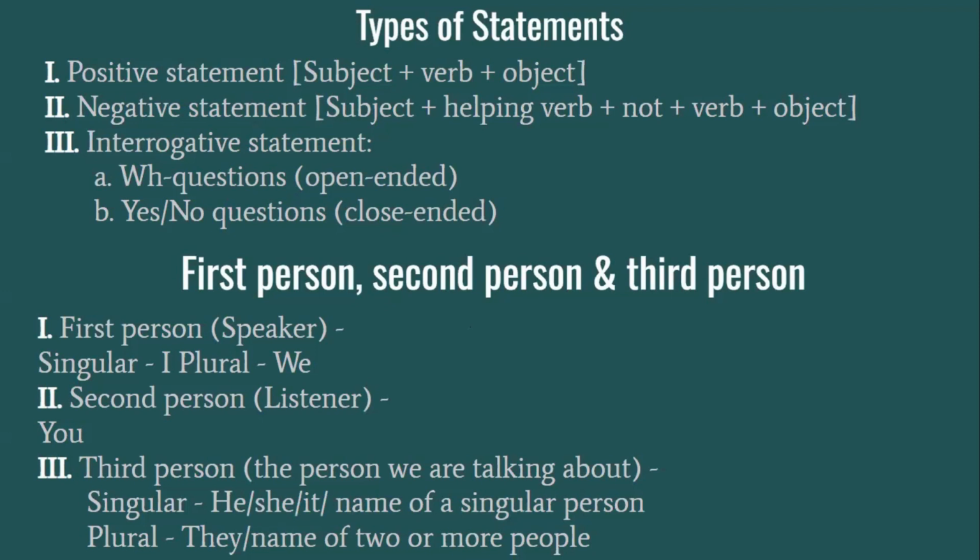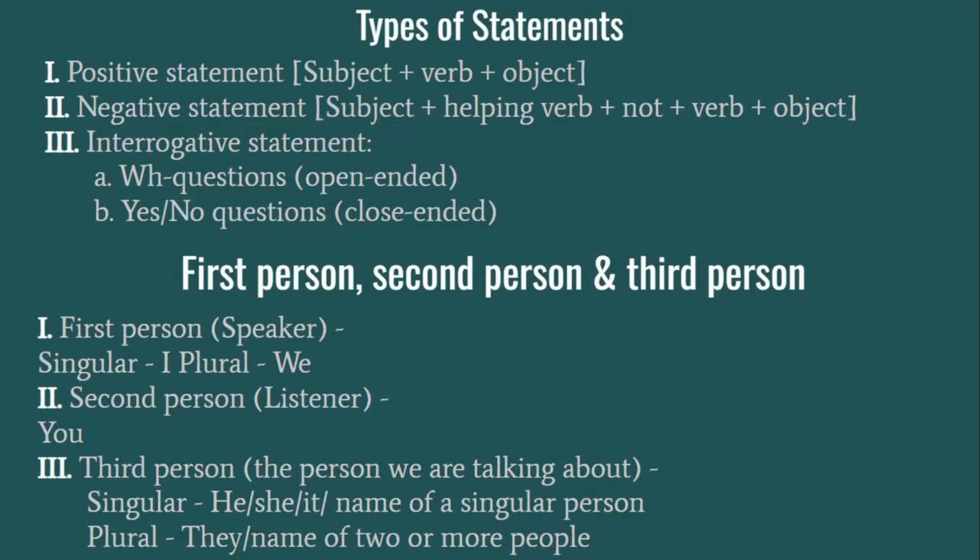Example, here we're talking about Sunhee. So "Sunhee is over there." Sunhee is the subject. The verb is the action word or our auxiliary verb. And then the object is the part which gives us more information about the sentence. Negative statements: whenever we use "not," it becomes a negative statement. For example, "Sunhee is not over there." And interrogative statements are when we ask questions.